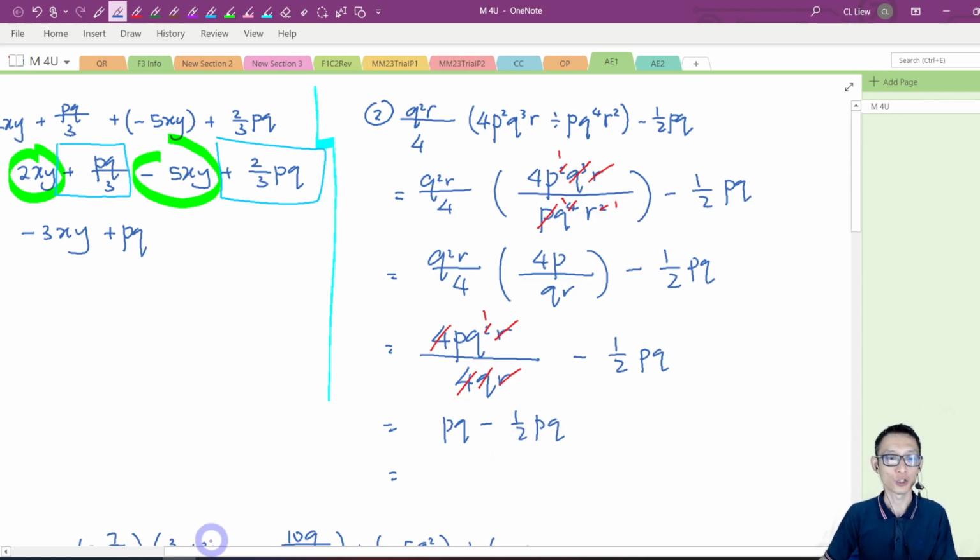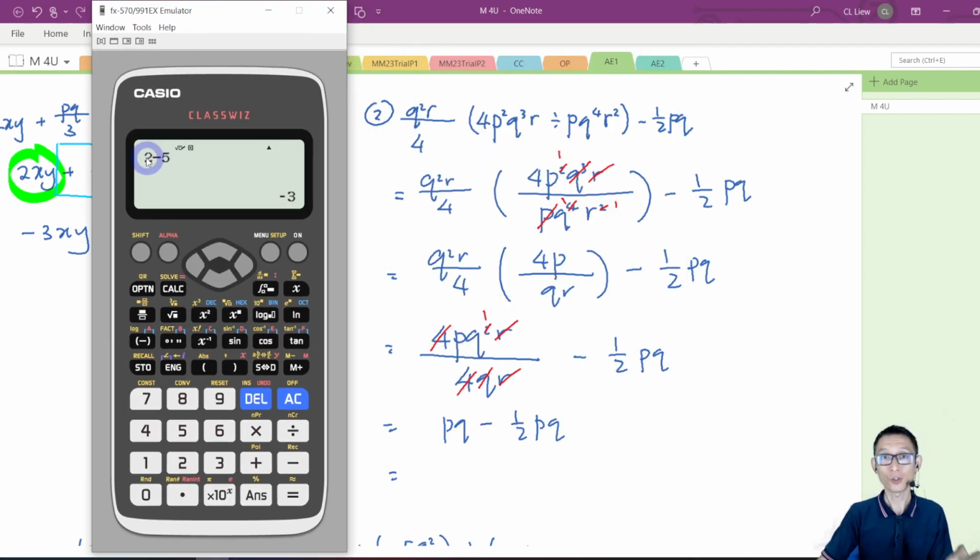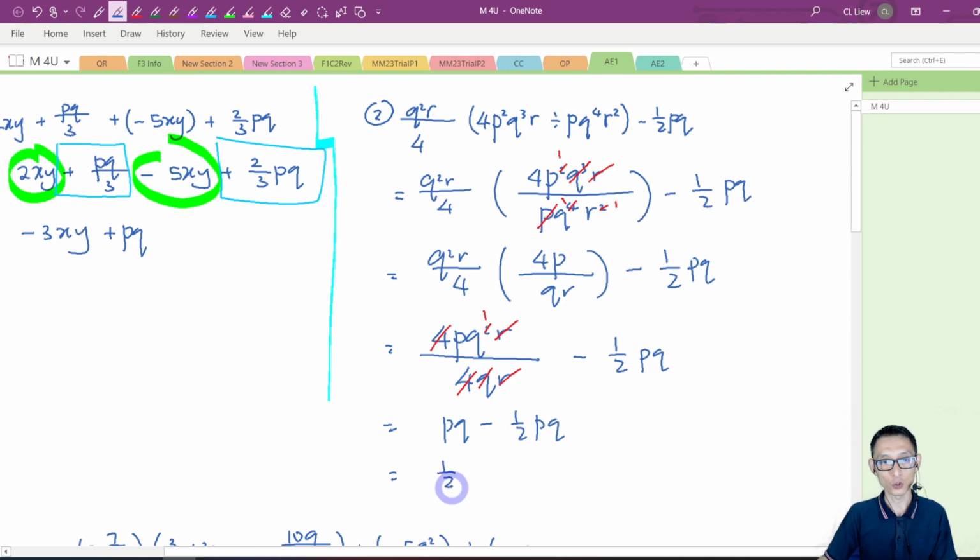If you are not sure, you can always use your calculator to help you get the answer. So when you use your calculator to simplify these two terms, you don't have to key in P and Q. What you need to key in is 1 minus 1 over 2. 1 minus 1 over 2. Then you will get 1 over 2. Okay, just write 1 over 2 and copy the variable 1 over 2 PQ. If you don't want to write like this, you also can write like this. Okay, so this is the answer for question number 2.